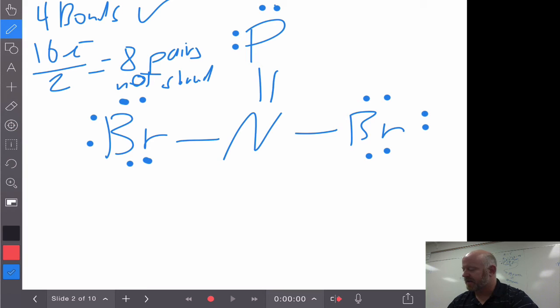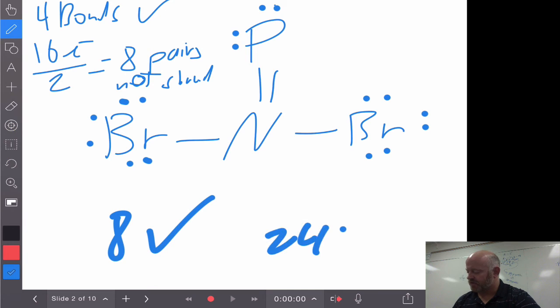So let's see, how many did I get? So I have 8 pairs. I have 1, 2, 3, 4, 5, 6, 7, 8. So I put my 8 pairs on that. Now if we take a look, my nitrogen has 8 electrons around it. This bromine has 8 electrons around it. This phosphorus has 8 electrons around it. This bromine has 8 electrons around it. My total electrons are 1, 2, 3, 4, 5, 6, 7, 8, 9, 10, 11, 12, 13, 14, 15, 16, 17, 18, 19, 20, 21, 22, 23, 24. So I have the right number of electrons on it. So they all have 8, check. And there's 24 total, check. So I know that I've done this molecule correctly.